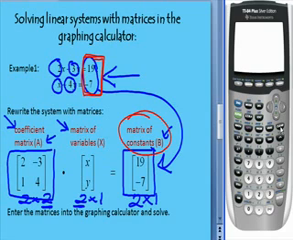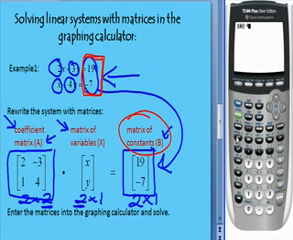So what we're going to do is go back to our matrix menu. Hit second, x to the negative first power, and we're going to use matrix A. So I'm going to push 1, but now I want to find its inverse, so I'm going to push x to the negative first power.